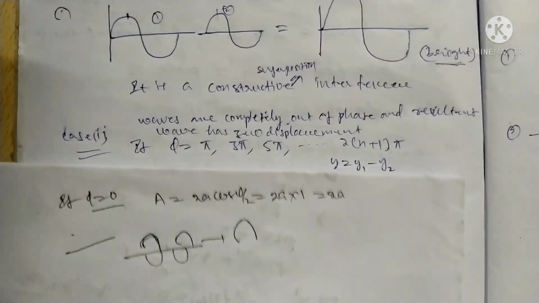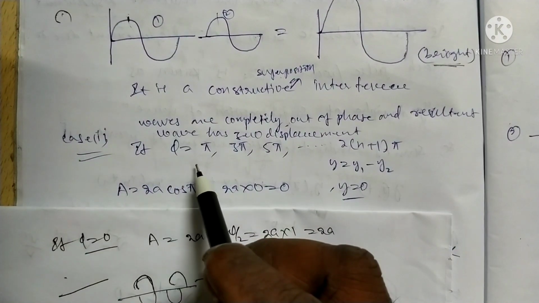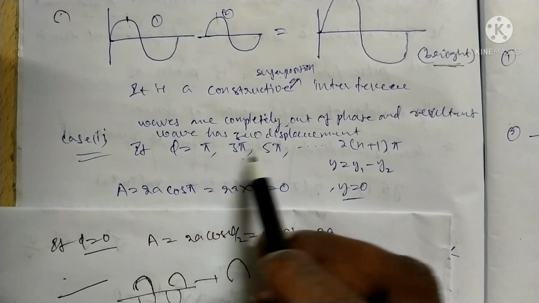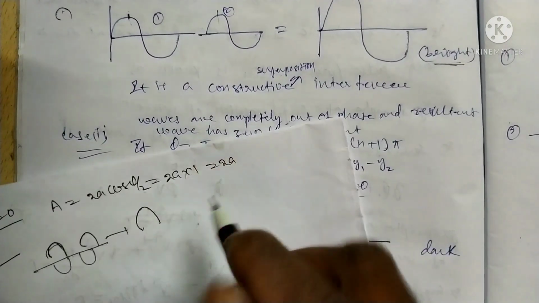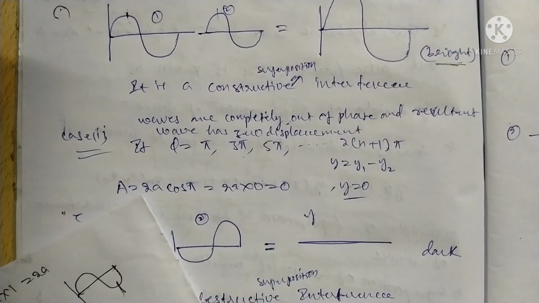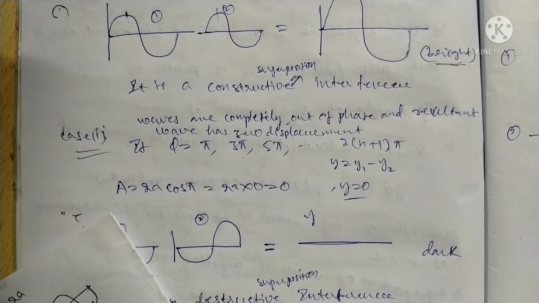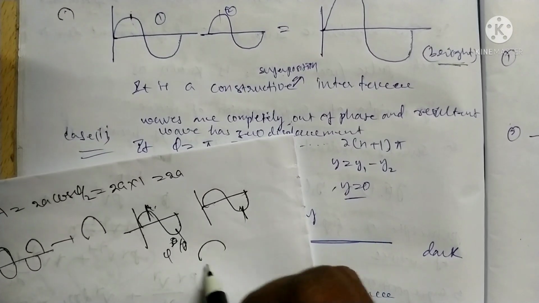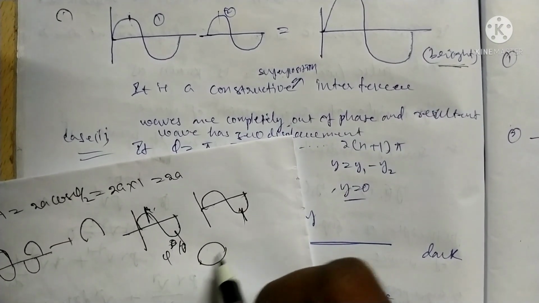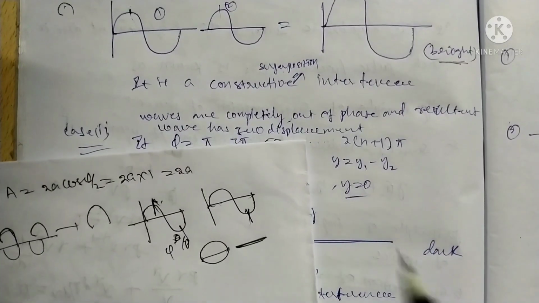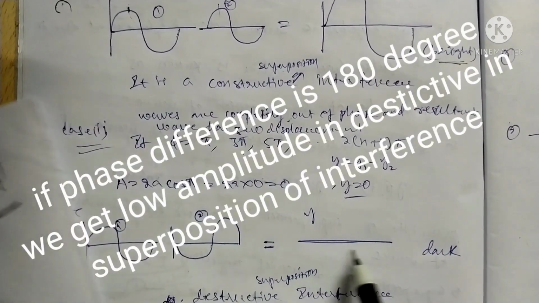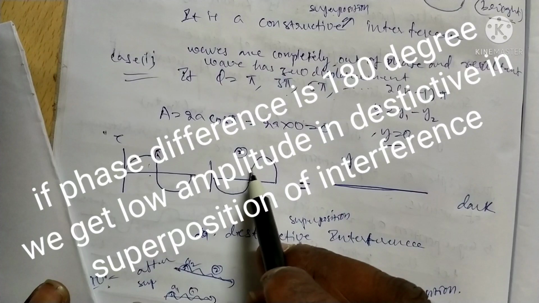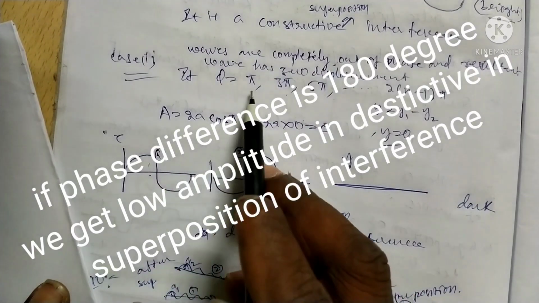If the phase difference phi is pi, 3 pi, 5 pi, that is (2n plus 1) pi, the waves are out of phase. Out of phase means like this: trough and crest, trough and crest. Both will cancel, and we get a straight line or dark ring. Here this is wave 1 and this is another wave. In between them the phase difference is pi.